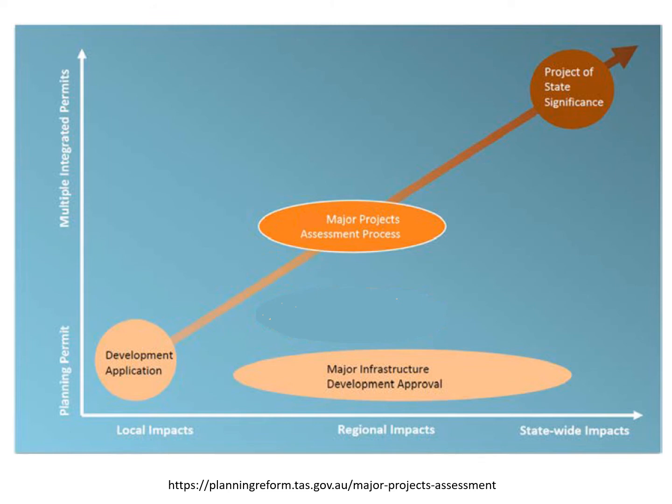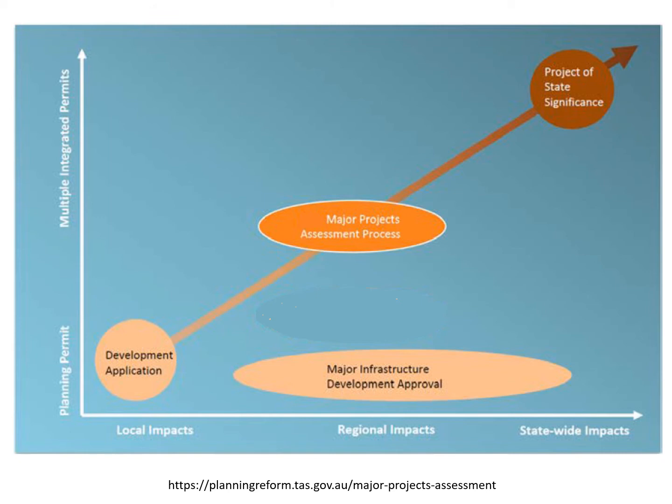I like it because it gives these scales from your application for a shed down in the bottom left, where it's a very run-of-the-mill planning permit. It doesn't really affect anybody. It's just a very standard development application, through to very big projects that have statewide impacts, and this is where your POSSs come in, projects of state significance. And then in the middle, you have what is new, only came through in 2020, the major projects assessment process under the Land Use Planning and Approvals Act.